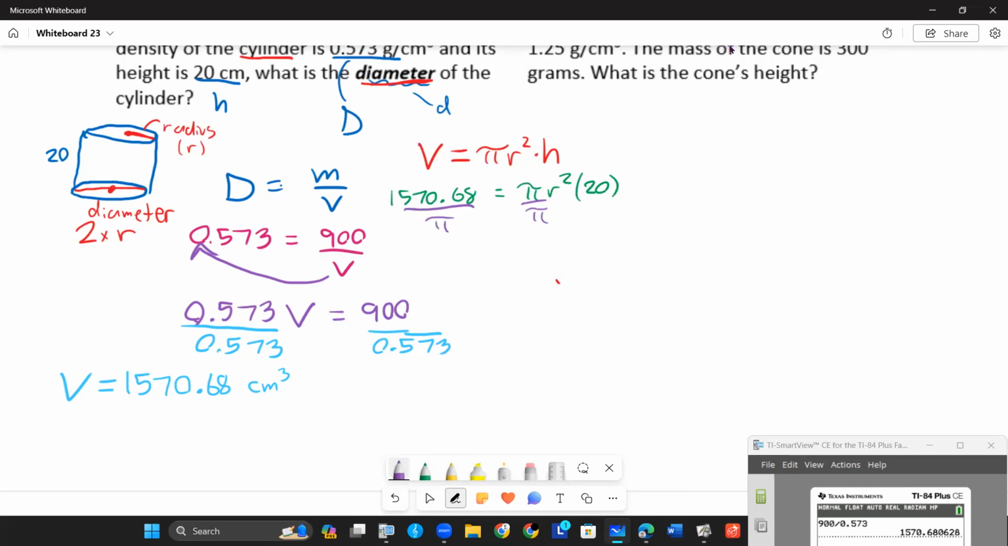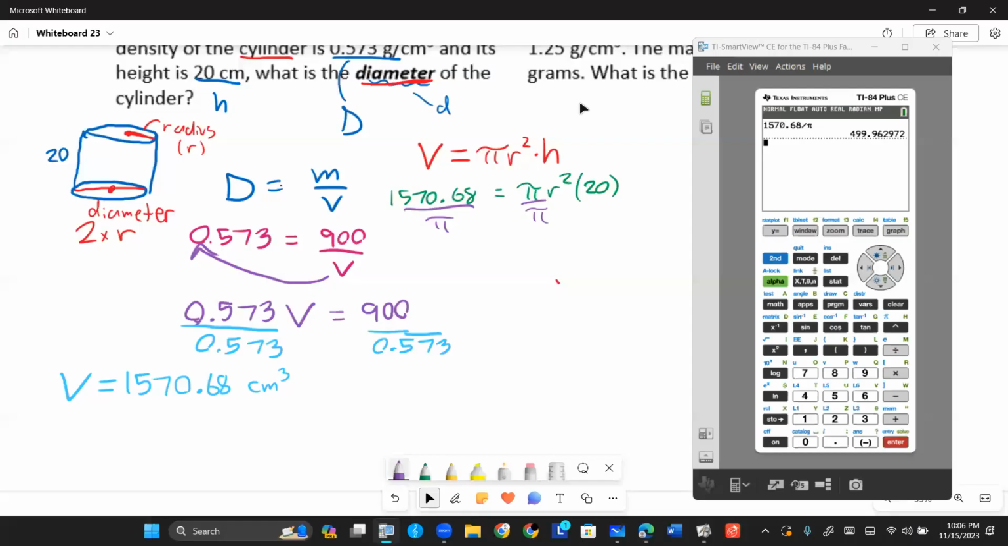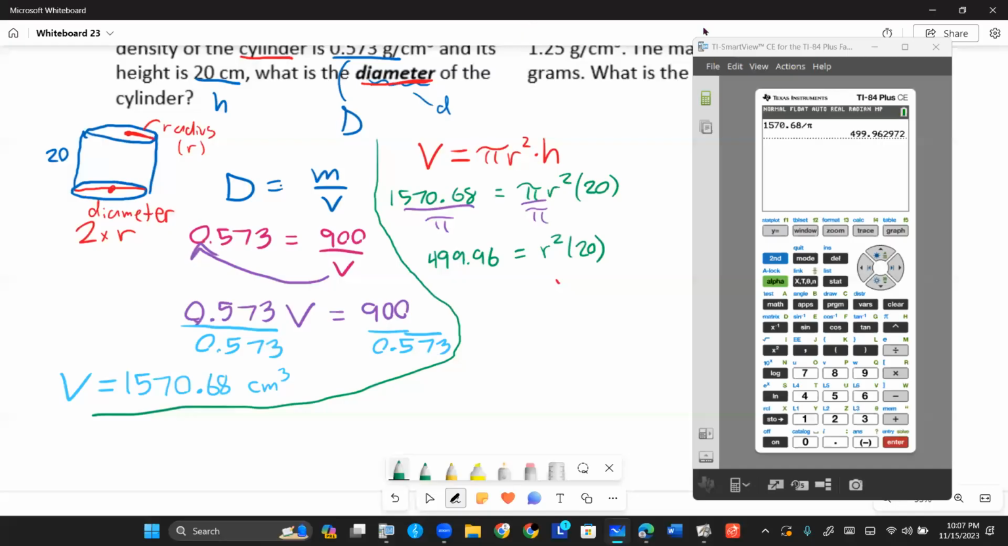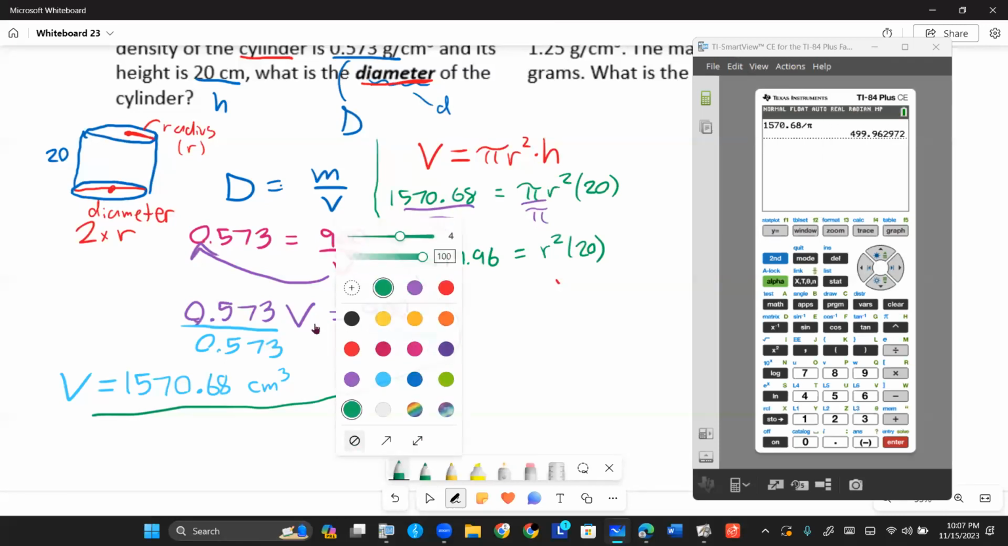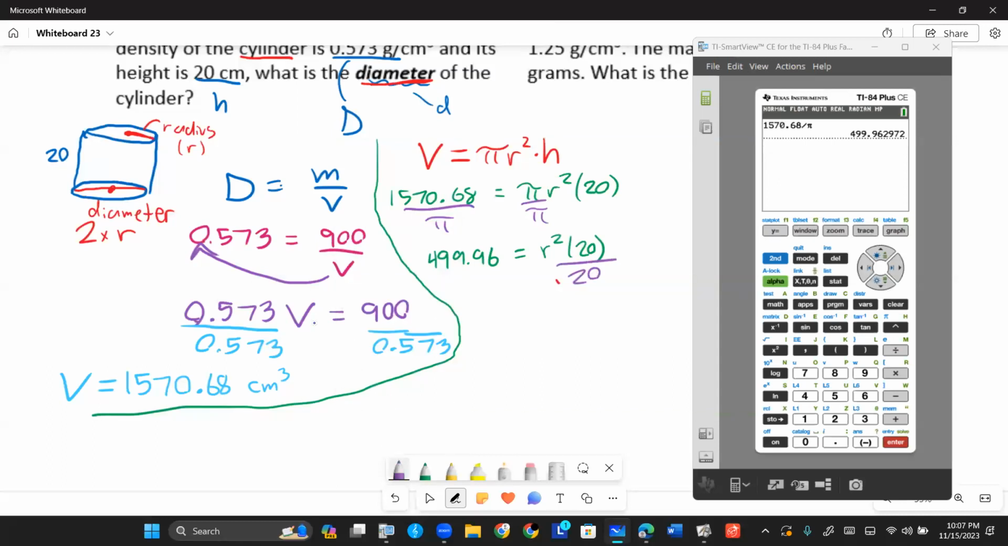When you divide that out, you get 499.96. You could round that up to 500 if you wanted to. At that point here, we're going to want to divide by that 20 on both sides. So we're going to put 20 underneath both of those so we can get the r squared isolated.